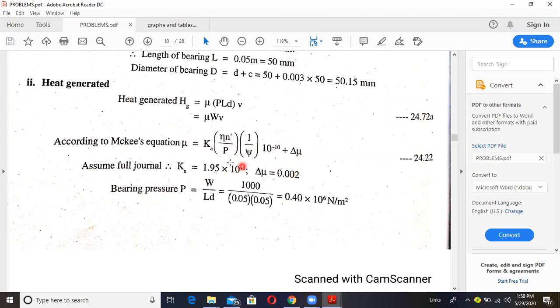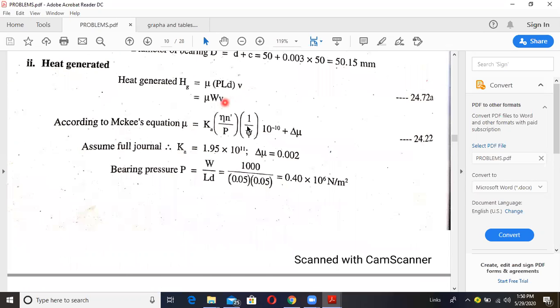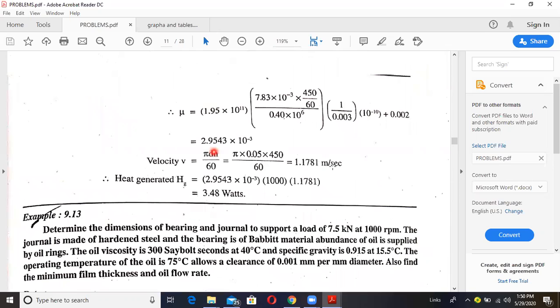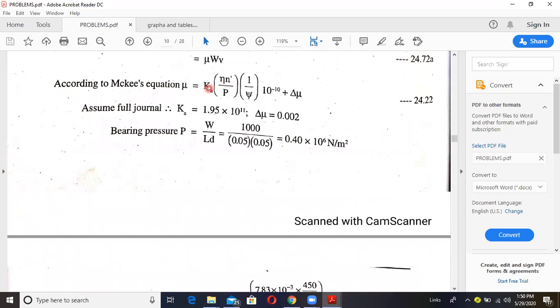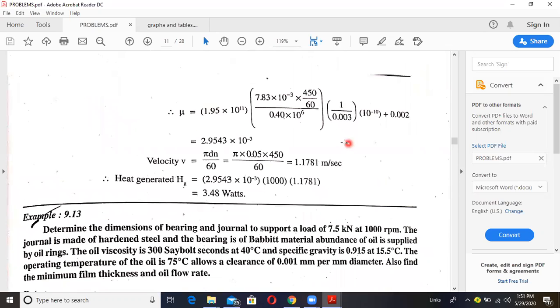And the bearing pressure P we have to calculate. P is equal to W by L into D. Calculate P, substitute everything here and calculate mu. After simplification, we will get mu is equal to 2.954 into 10 to the power of minus 3. Another unknown is V. V is equal to pi D N divided by 60 in meters per second. Now substituting mu, W, V, we can calculate the heat generated. Finally, we will get Hg is equal to 3.48 watts. So in this way, we calculate the dimensions and the heat generated.